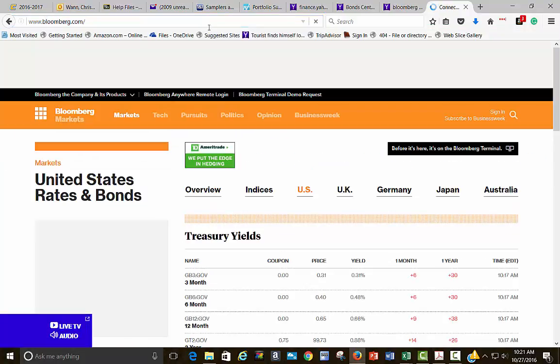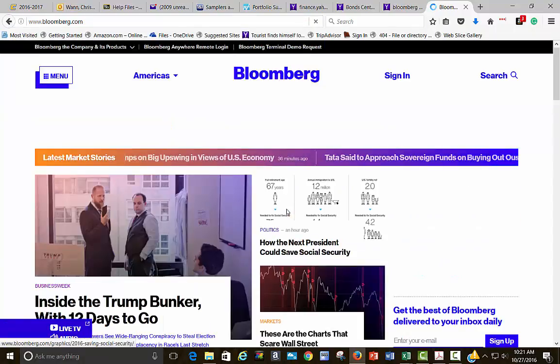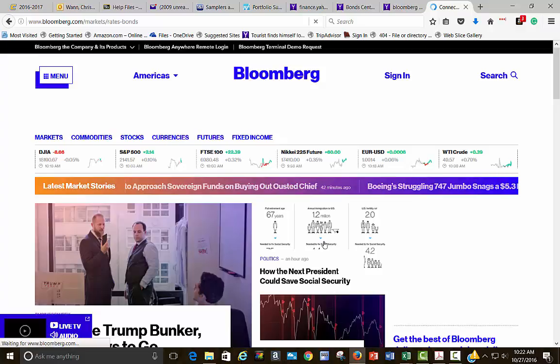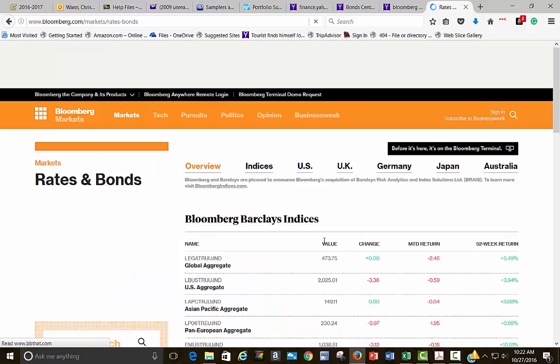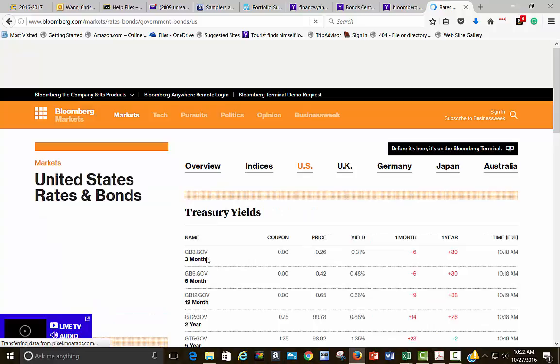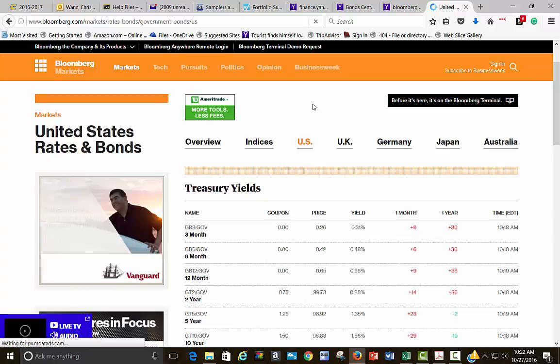Okay, so Bloomberg.com. And then when everything showed up, go to fixed income. And you can see that I want to go to US over here, so I'll click on US. And I've got the 3-month government, which was like the Treasury bill, and I can see that as of this day when I'm looking at it, it's 0.31%. So it's a good idea, because this is current, just use 0.31% here.